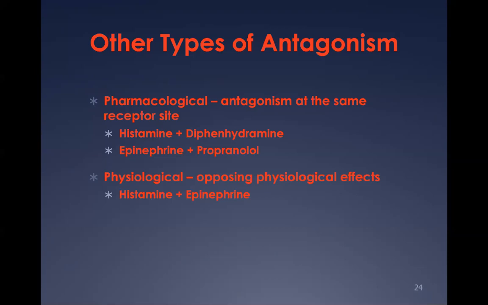And histamine can cause your bronchioles to constrict so you can't breathe. So what we give is epinephrine. Epinephrine stimulates the beta 2 receptors in the bronchioles, which causes them to dilate.